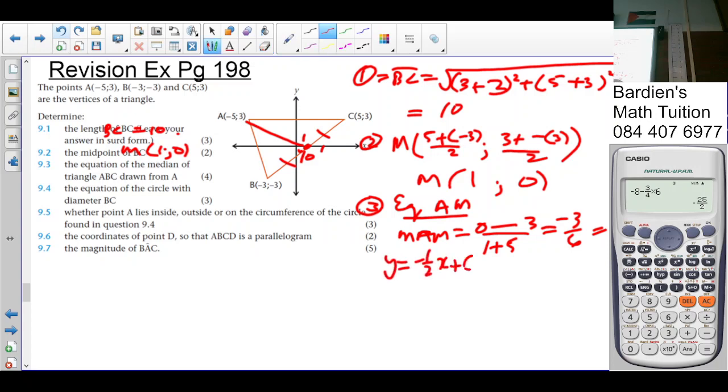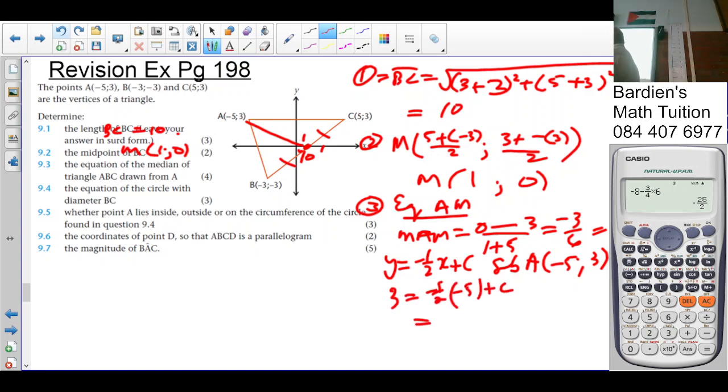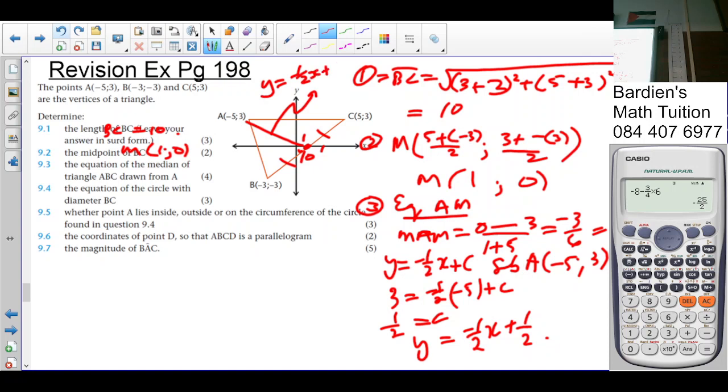Okay? Then you substitute. So you got y is equal to negative half x plus c. So here we will substitute either A or M. M would have been easier. So it's going to be 3 is equal to negative a half into minus 5 plus c. So that's going to give you 3 minus 5 over 2, which is 6 over 2, which is half. So y is equal to minus half x plus half. Okay. So that's the equation of this line here. Y is equal to negative half x plus half.